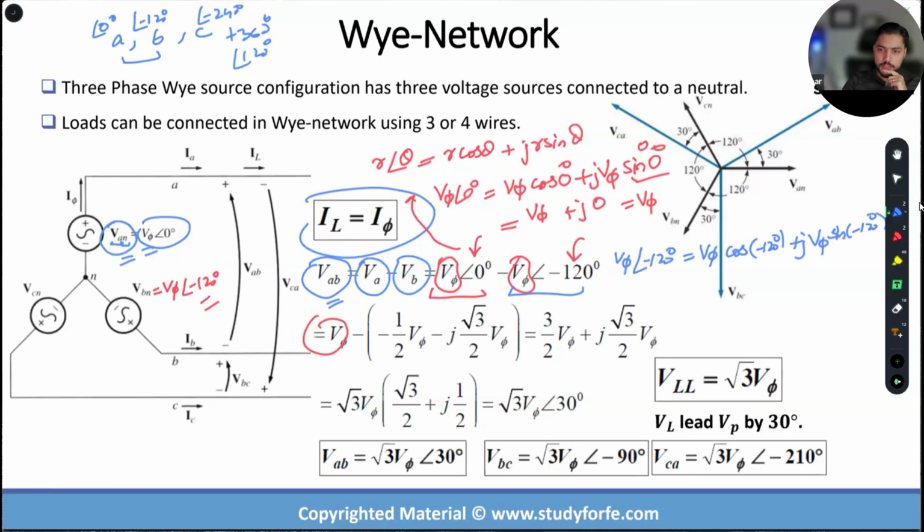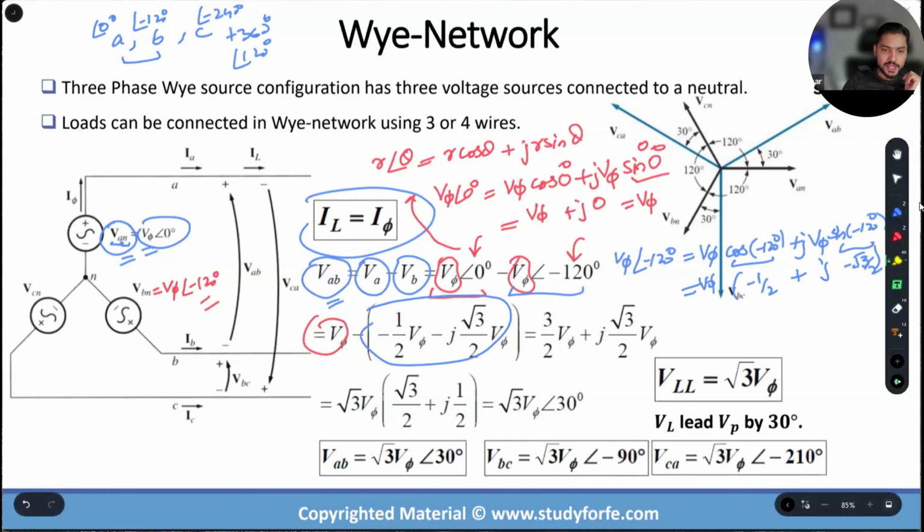Correct? Any issues? When you punch in cosine minus 120 degrees, you are going to end up with a minus half. When you punch in sine minus 120 degrees, you're going to end up with minus square root 3 by 2. Okay? Make sense? So V phase is being multiplied with both of them. There's a j over here, and that's how you end up with this.